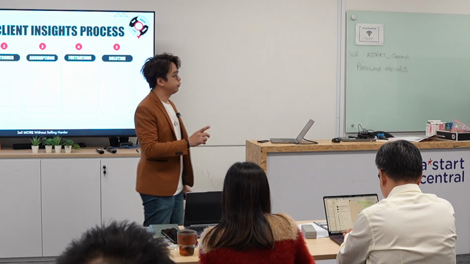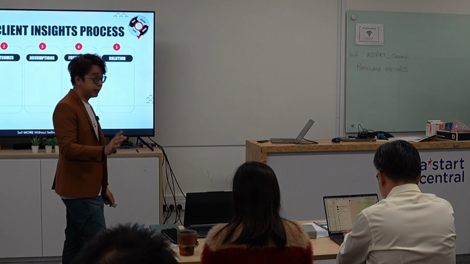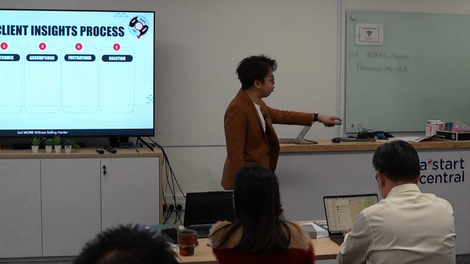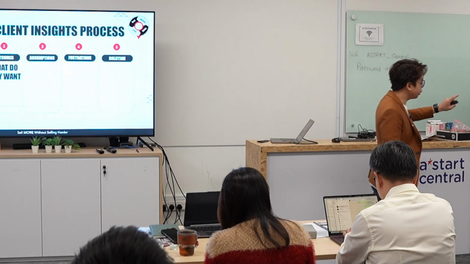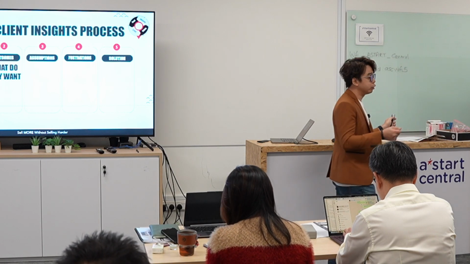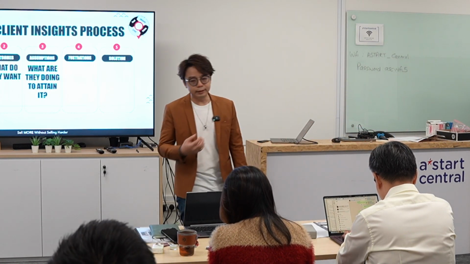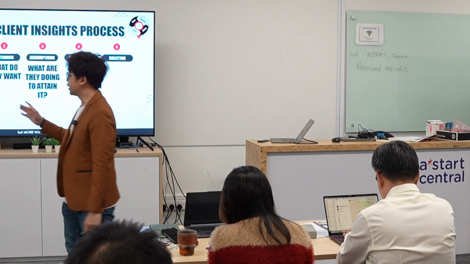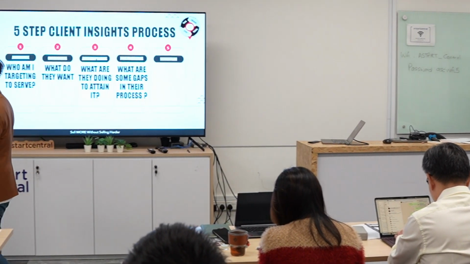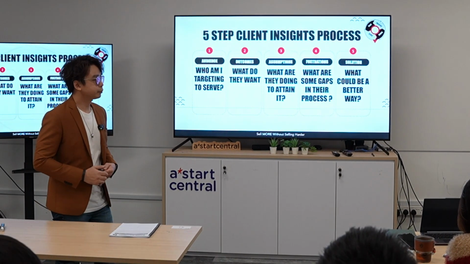The first thing you need to identify is your audience. Every one of us here should have already identified our audience, yes? The next one is the outcomes that they want. What does this specific audience want? What is the outcome that they want? Assumptions. What are they doing right now to attain it? Next one, frustration. What are some gaps in their current process? And what is the solution that you could provide?